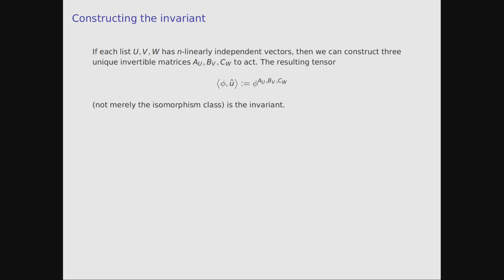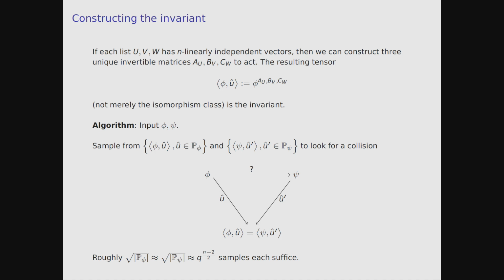The moment I have this construction, I can look for collisions. So the algorithm is fairly straightforward now. I have 2 inputs, phi and psi, and I'm going to sample 2 sets of corank 1 points and compute the corresponding invariants and look for a collision. And if there's a collision, then these 2 isomorphisms composed the right way is going to give me an isomorphism from phi to psi. And the crucial observation here is that the number of corank 1 points in both cases is roughly q to the n minus 2.